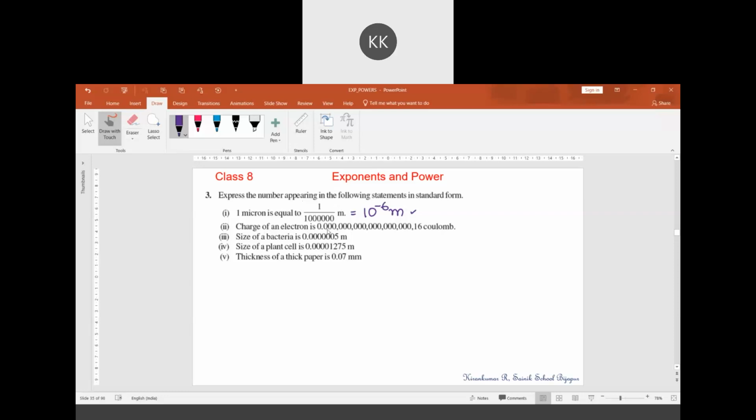Charge of an electron is 0 point, some zeros followed by 16. So if you write in standard form, it will be 1.6 into 10 to the power minus 19. Positive or negative? Negative 19. Minus 19 coulomb. What is this coulomb?